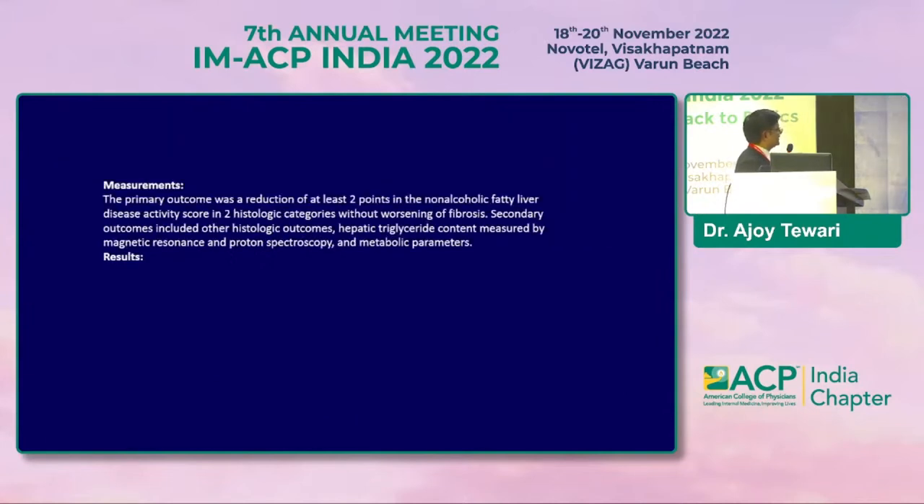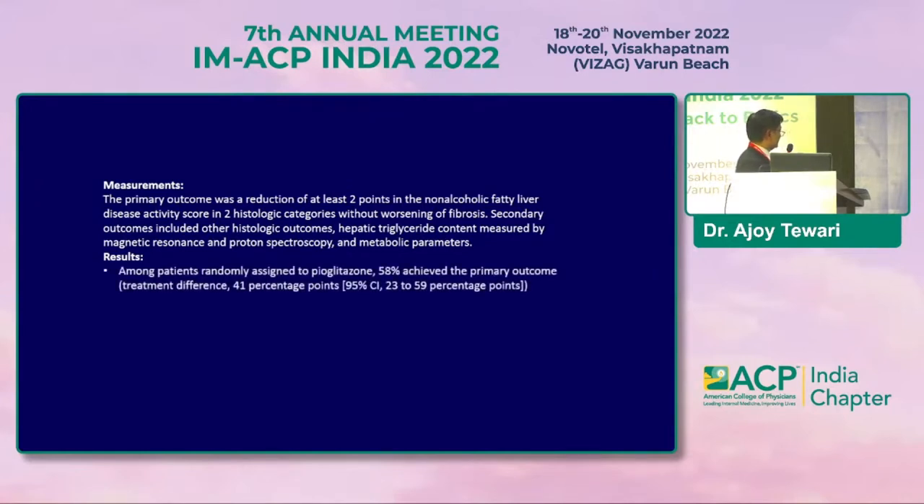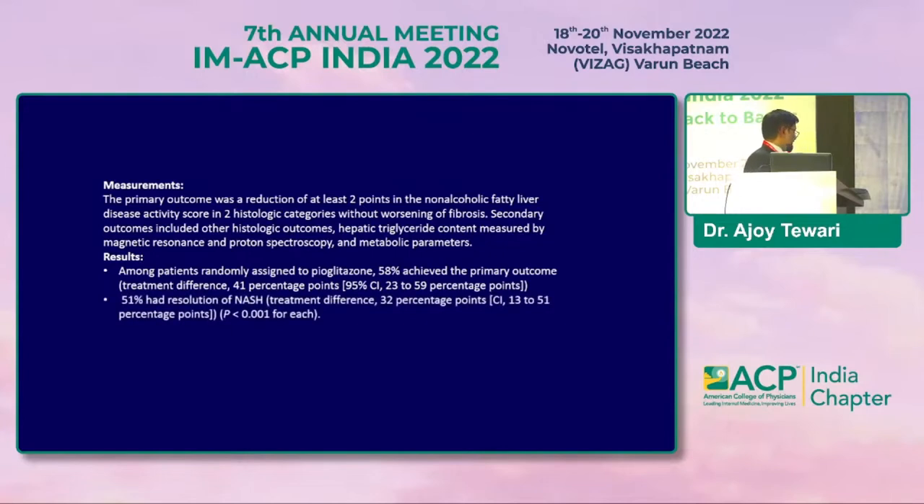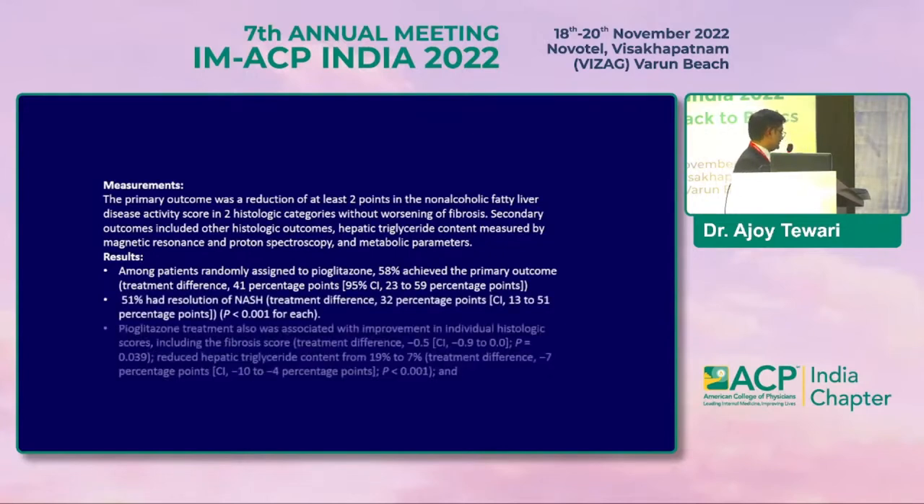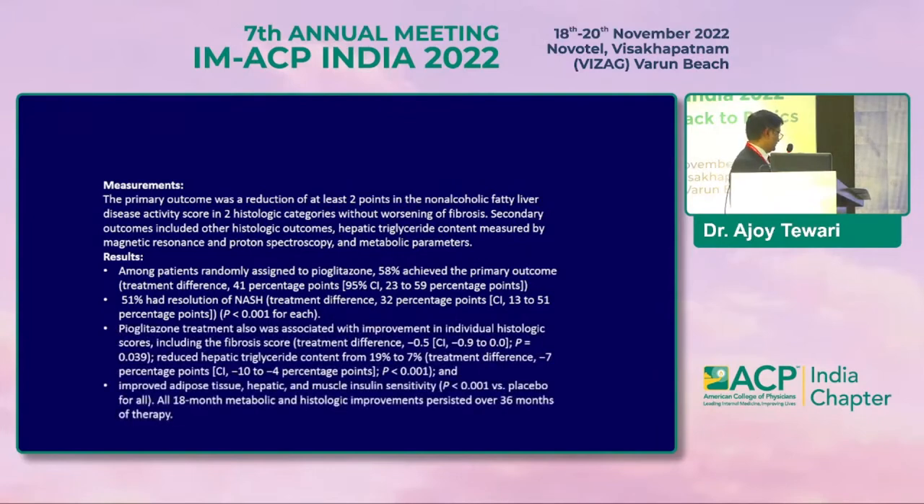The primary outcome was a reduction of at least 2 points in the non-alcoholic fatty liver disease activity score in two histological categories. The results: among patients randomly assigned to pioglitazone, 58% achieved the primary outcome, 51% had resolution of NASH, and pioglitazone treatment was also associated with improved histological scores and improved adipose tissue, hepatic and muscle insulin sensitivity. And the overall rate of adverse events did not differ between the two groups.